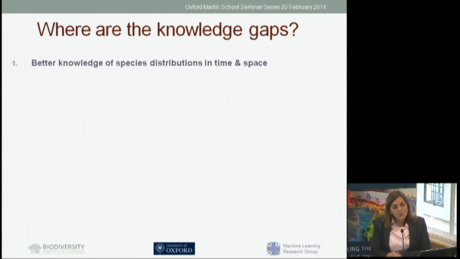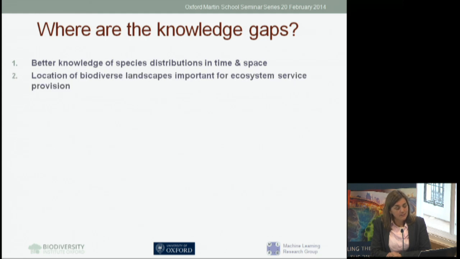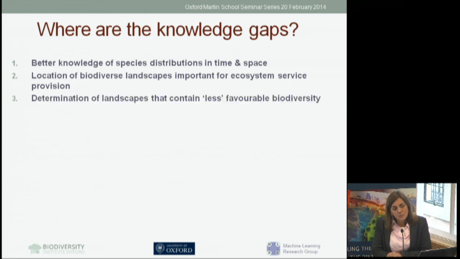So that really got me going about where are the knowledge gaps for mapping biodiversity. Well, first of all, we still have a very poor understanding of species distribution in time and space. We have a poor understanding of the location of biodiverse landscapes, important for ecosystem services, particularly beyond protected areas. But also, where are the landscapes that contain less favourable biodiversity? It's a question we don't often ask. And what do we mean by less favourable?